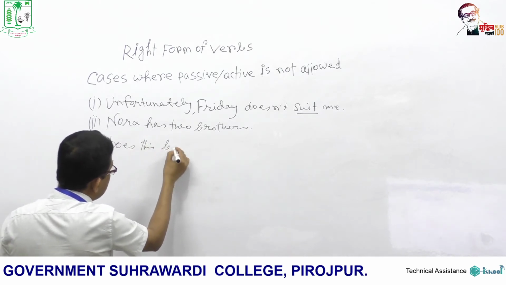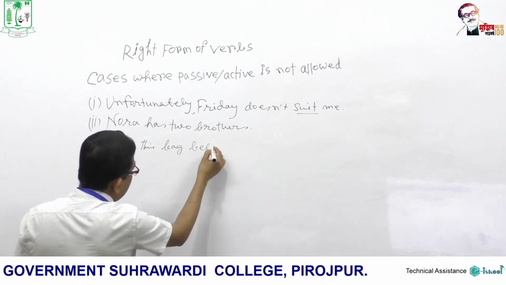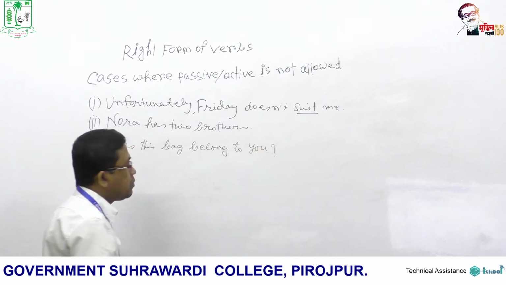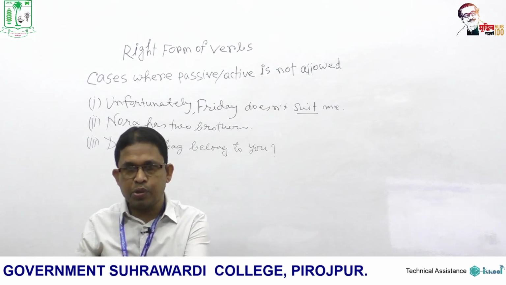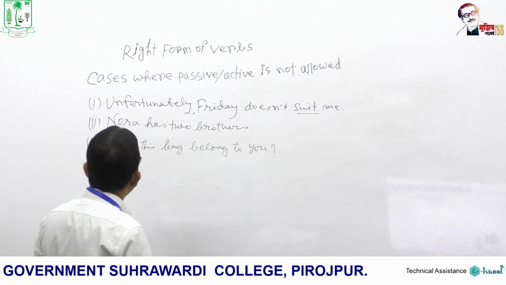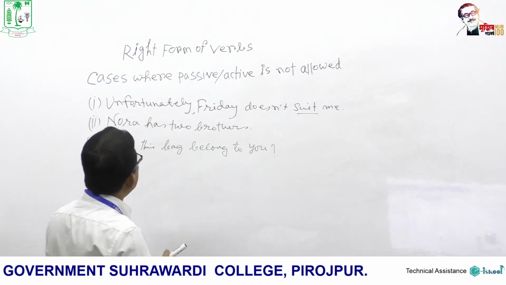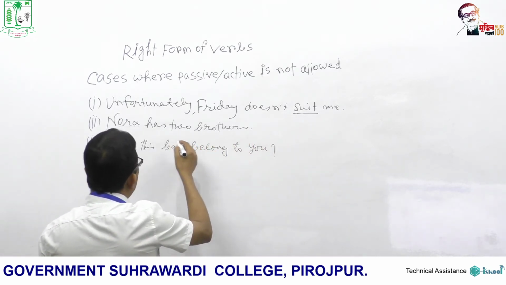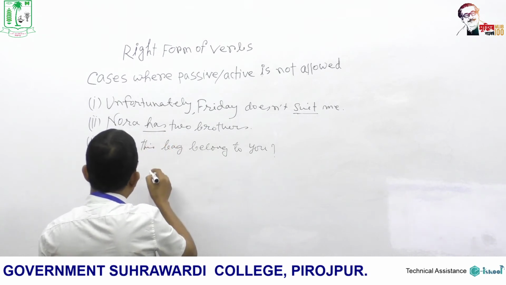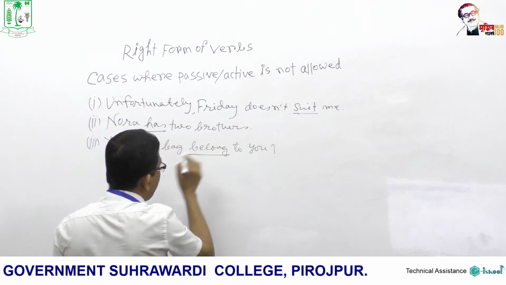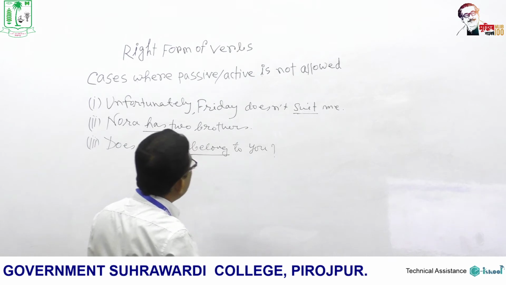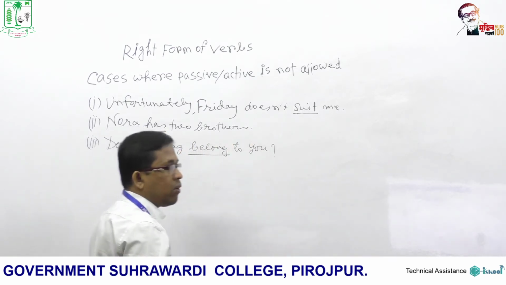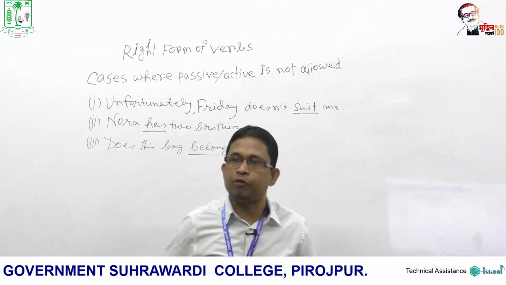Does this bag belong to you? These are the 3 sentences I have written. Notice, unfortunately, Friday doesn't suit me. Nora has 2 brothers. Has. Does this bag belong to you? So, we are getting here 3 verbs: suit, has, and belong. These are called state verbs.